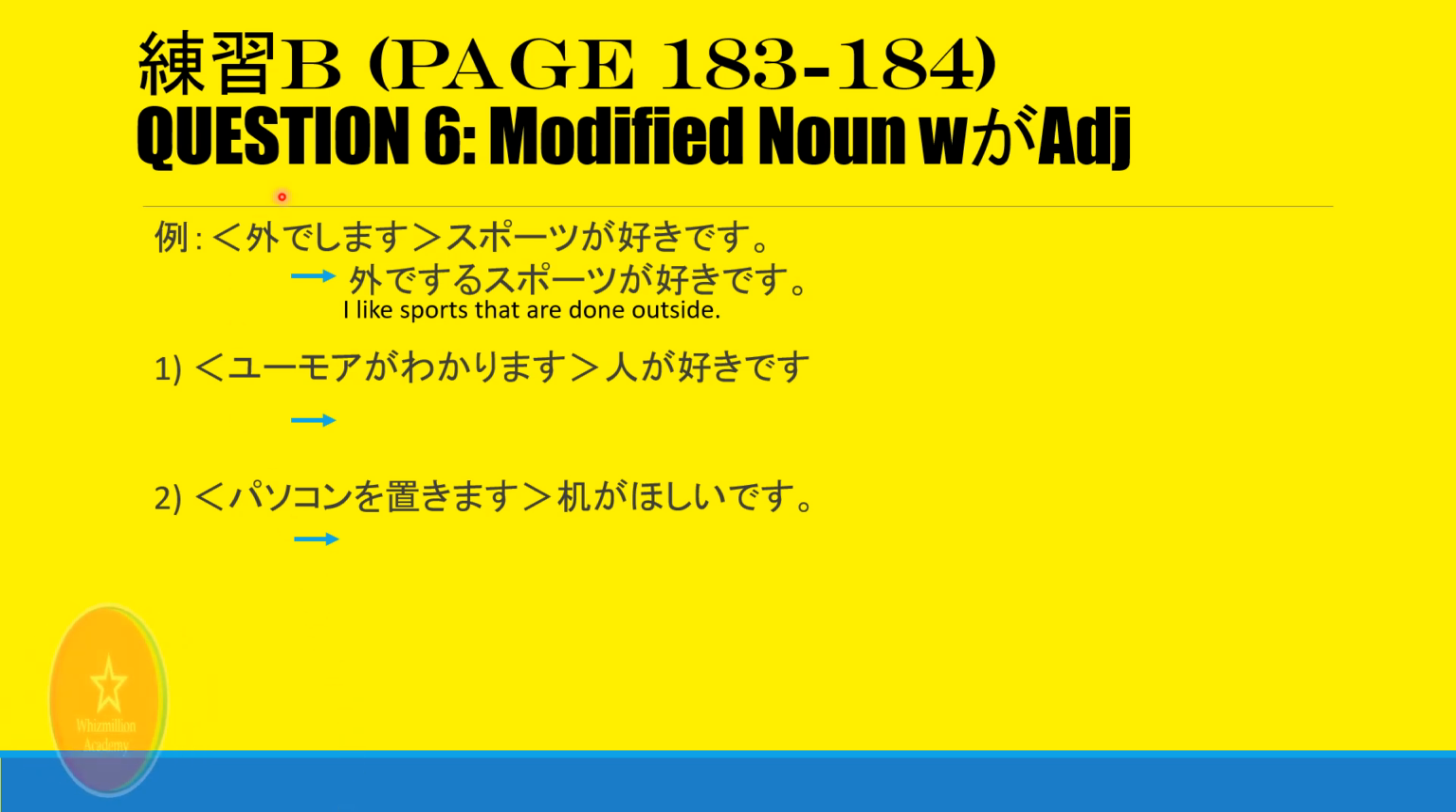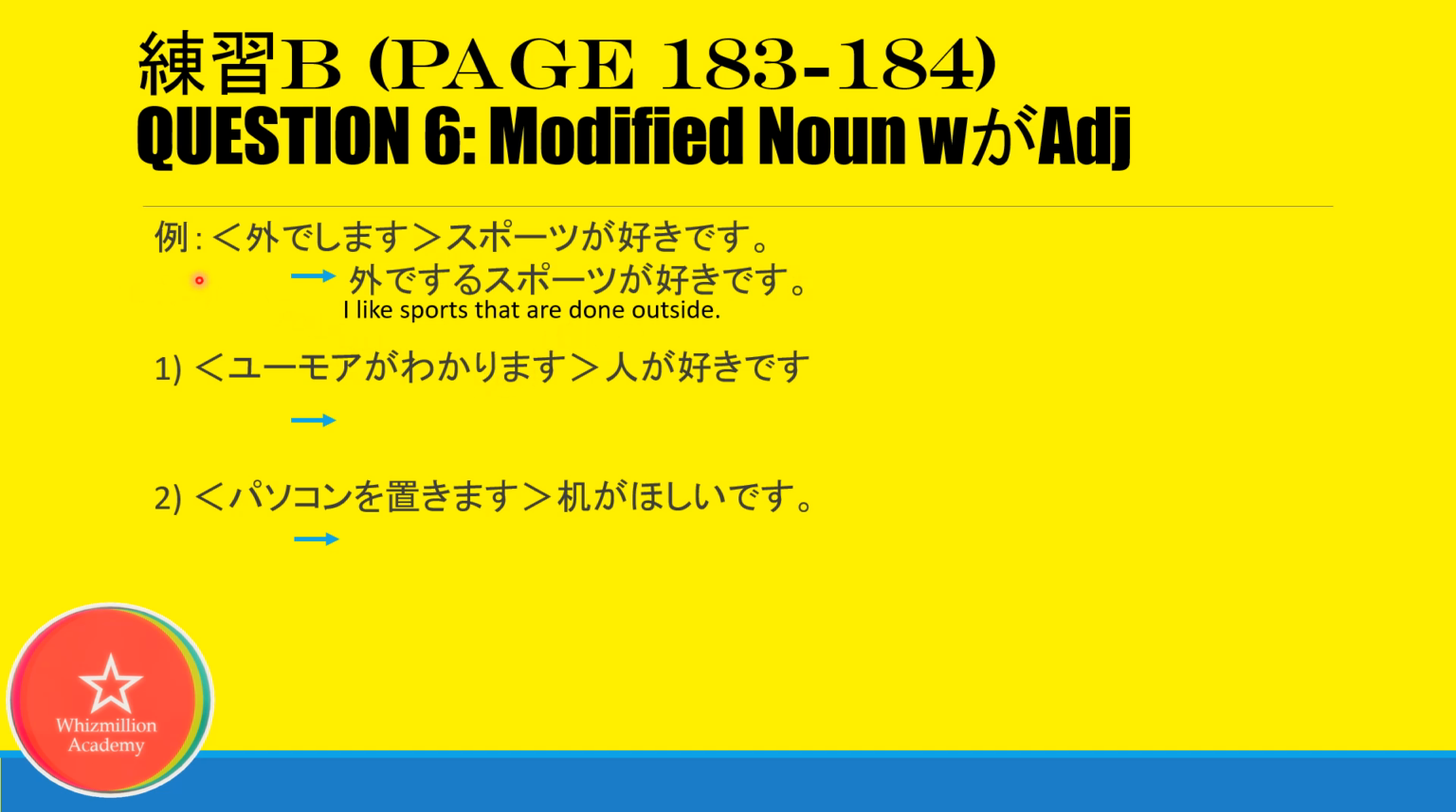Right, for question number 6, over here, we learned that when we combine ga, adjective, and nouns, we are modifying the noun. Another thing is that suki desu in English is a verb, but in Japanese it is an adjective. The same goes for hoshii. Hoshii in English is a verb, wanting, want, but in Japanese it is an adjective. So when you combine ga, adjectives, and nouns, we are modifying the noun, right?